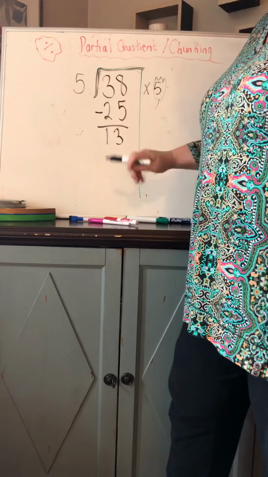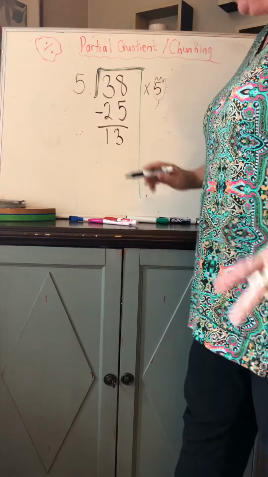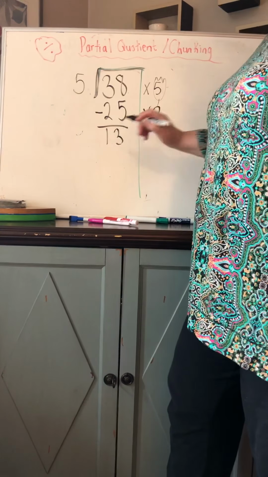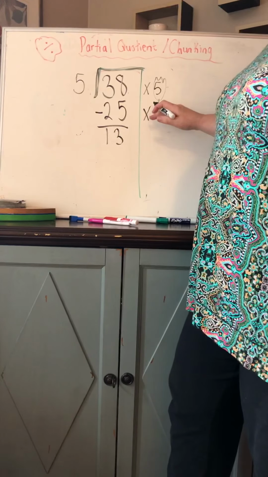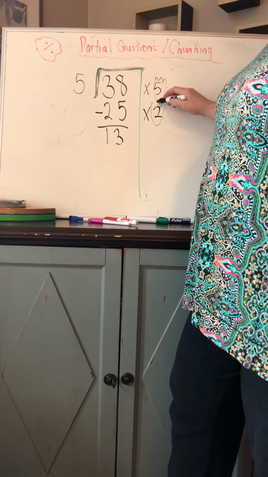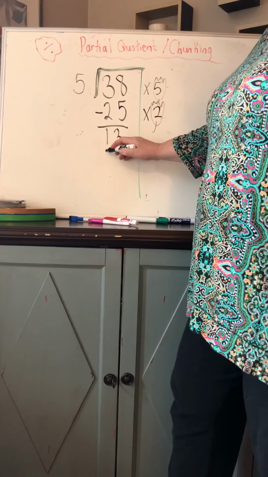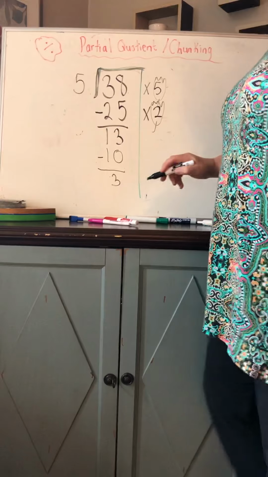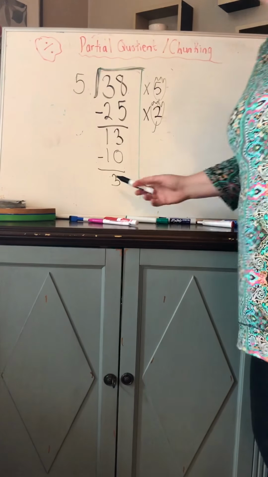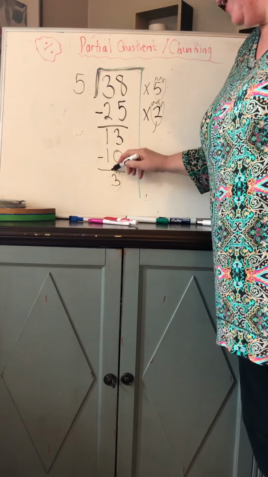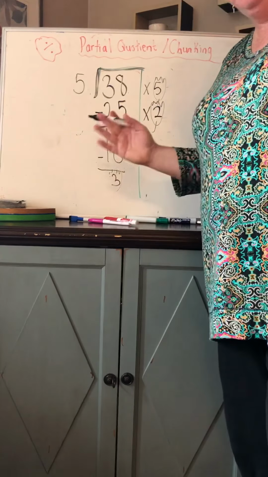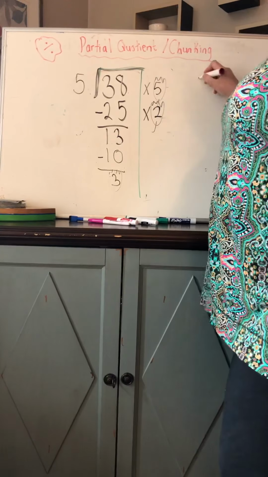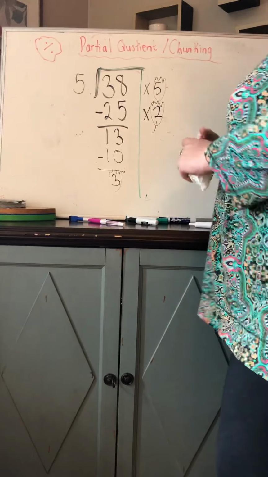Now I have to think, 5 groups of what is close to 13? Well, I know 5 groups of 2 is close to 13. 5 groups of 2. If I give every vase 2 more flowers, I've used up 10 of the flowers. I now have 3 flowers left. Do I have enough tulips to give every vase some more? No. So now's the part where I have to say, how many tulips did each vase get?